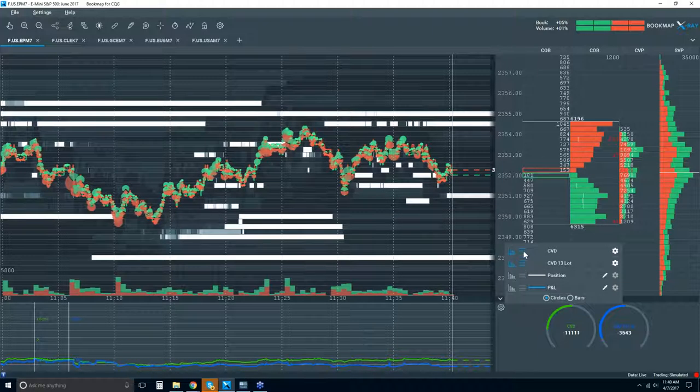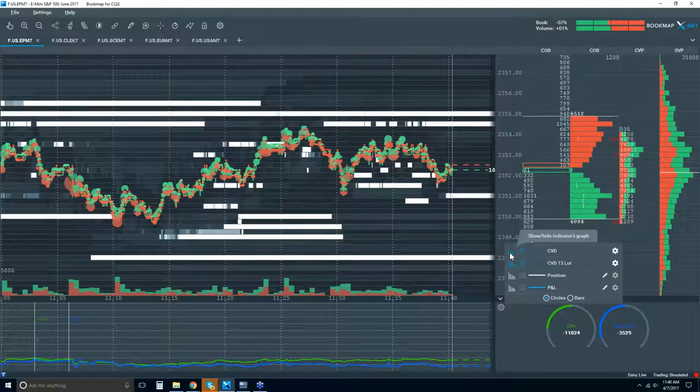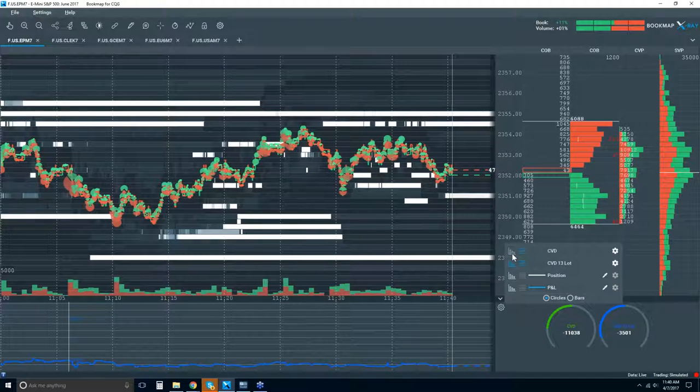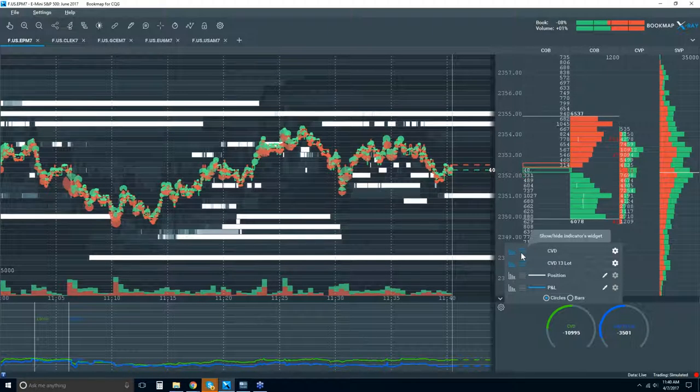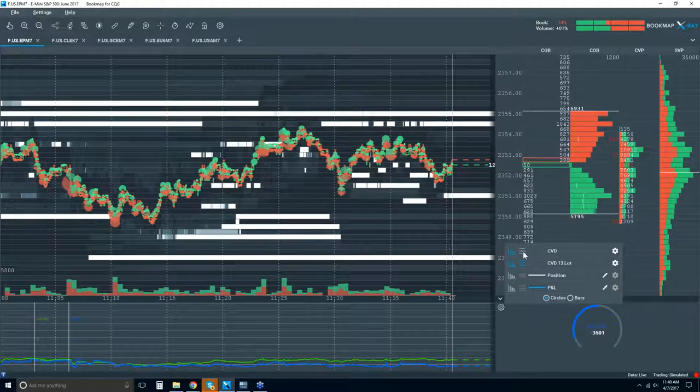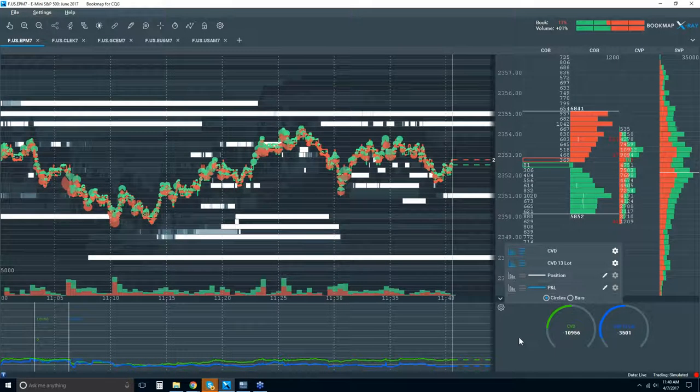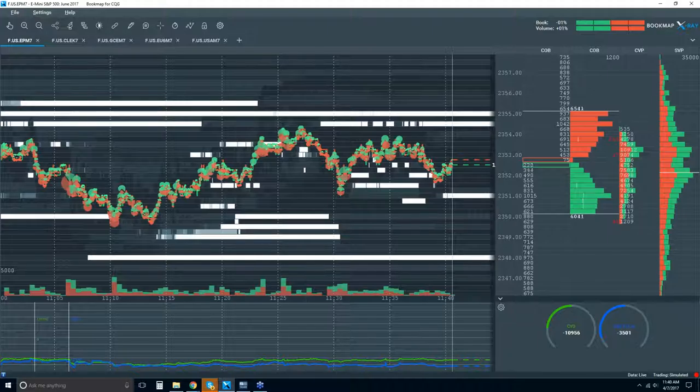So there's two different displays here. One is for the display in the indicator panel, and that is this icon. As you can see, the green line disappears. And the other one, to the right of it, is for the widget panel here. And you can see that that will display or not.